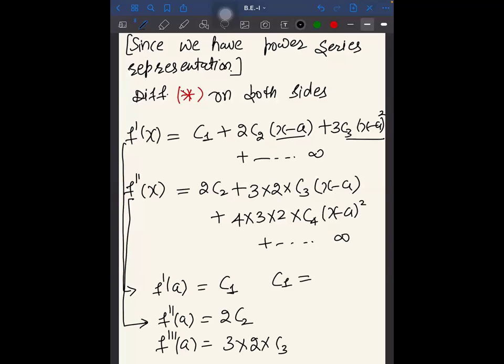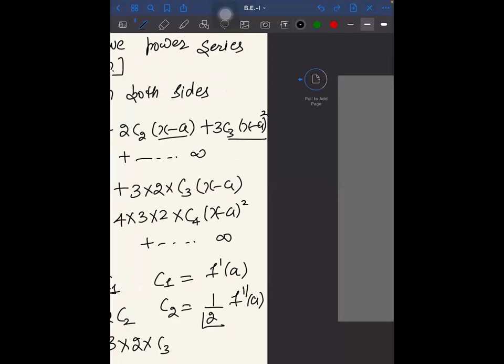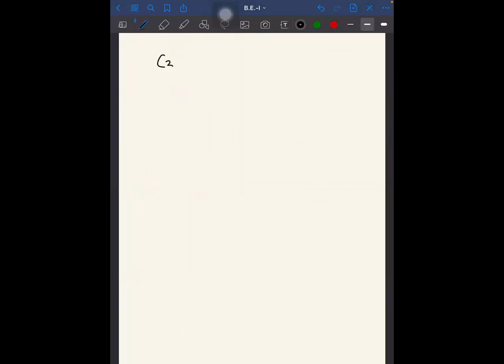You get that your c1 is nothing but f dash at a. So c2 is 1 by 2 times the f double dash at a. Actually, it is 2 factorial. And similarly, from this, you can find C3 as well. What is your C3? F triple dash upon 3 factorial, right? And similarly, if you keep on doing like this, your Cn would be the nth derivative of f at center upon n factorial, right?